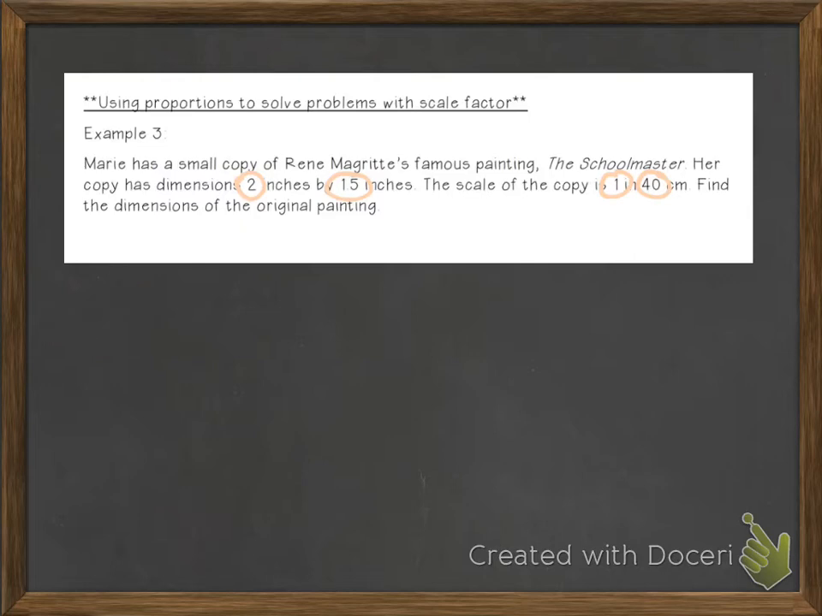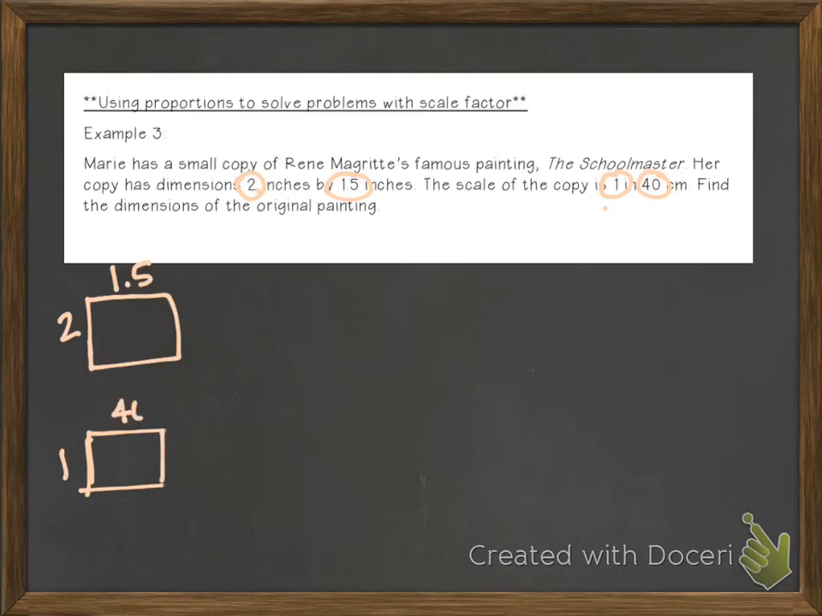So really, this is actually bigger because it's inches. So 2 inches, it doesn't matter really what side you put it on, as long as you put them in the same place, by 1 centimeter and 40 centimeters. So 2 has to be in the same place as 1, so the 1 goes right there, and then the 40 goes right there. Find the dimensions of the original painting.